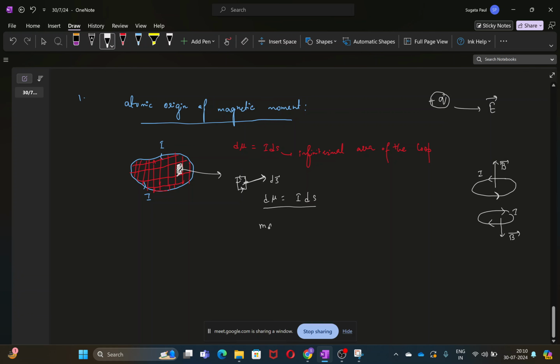So this is the generic definition, a very important formula: magnetic moment is basically the current in the loop times the area element.